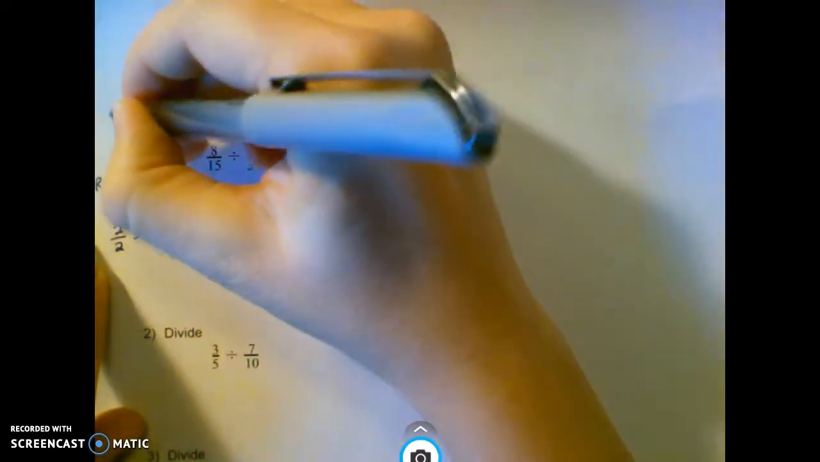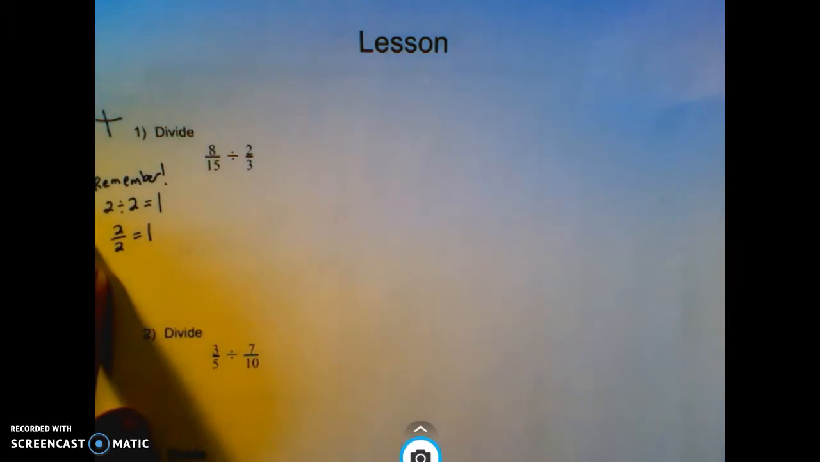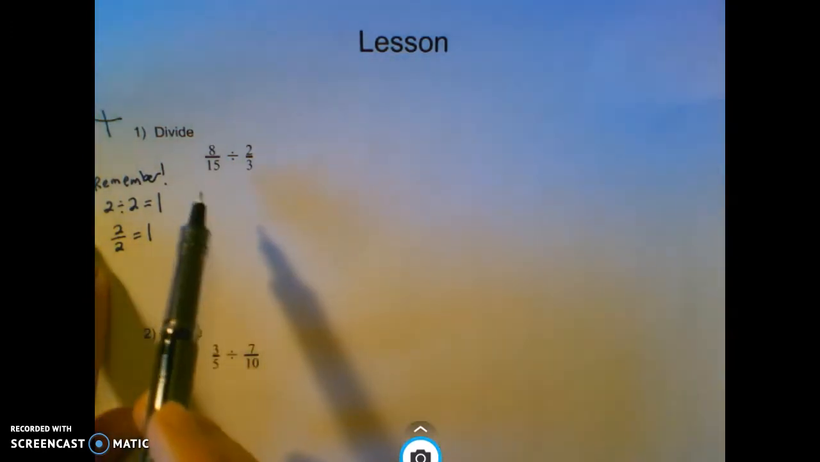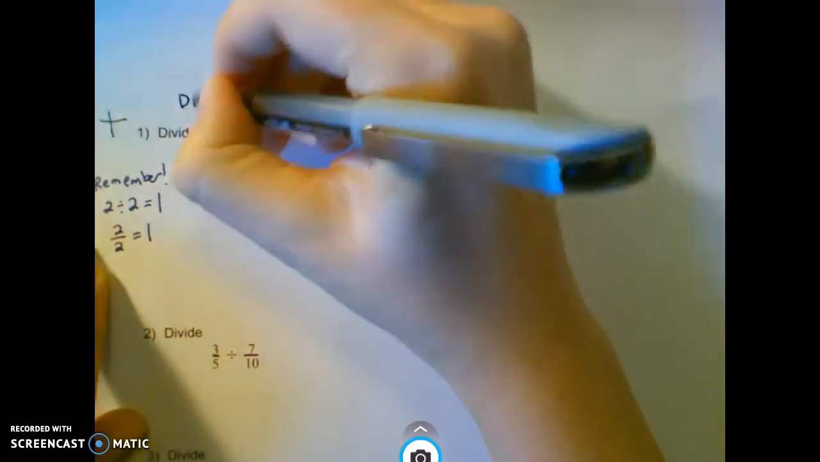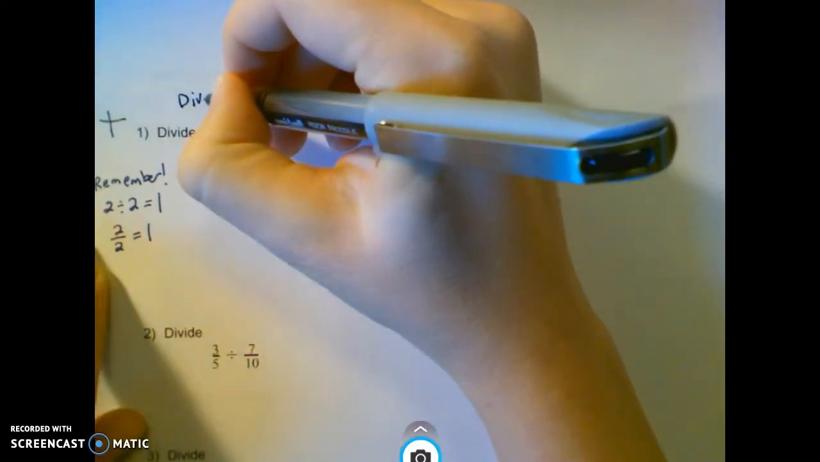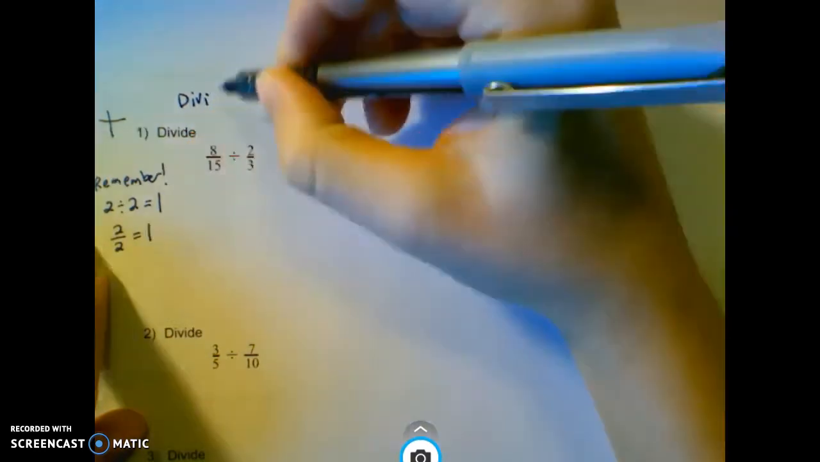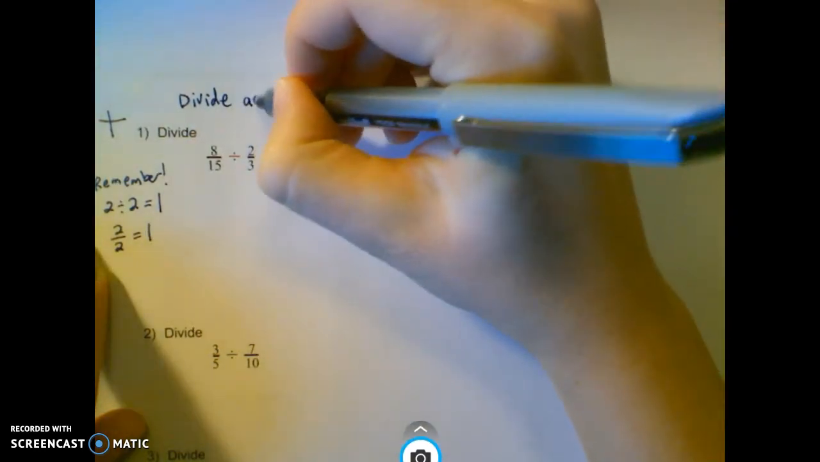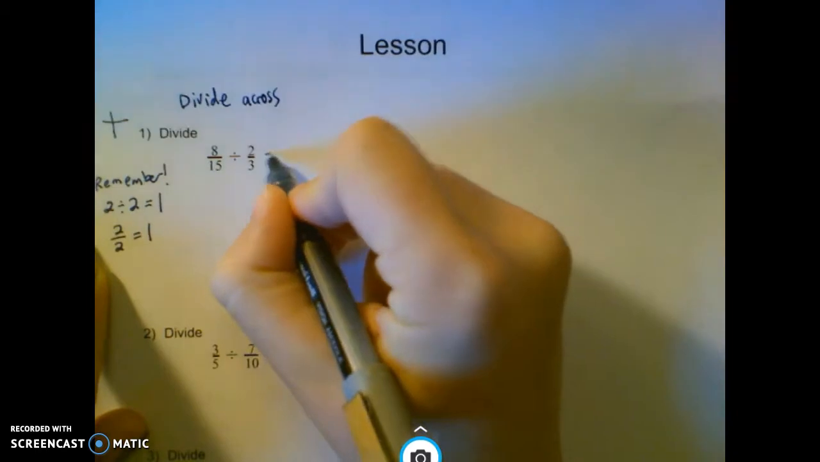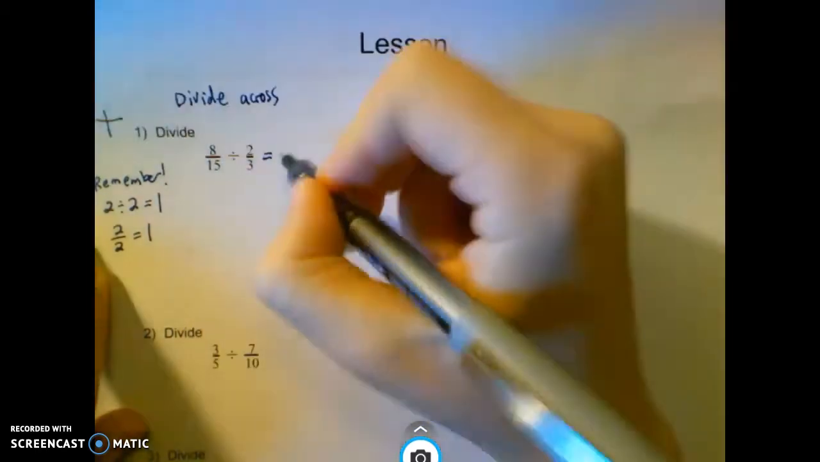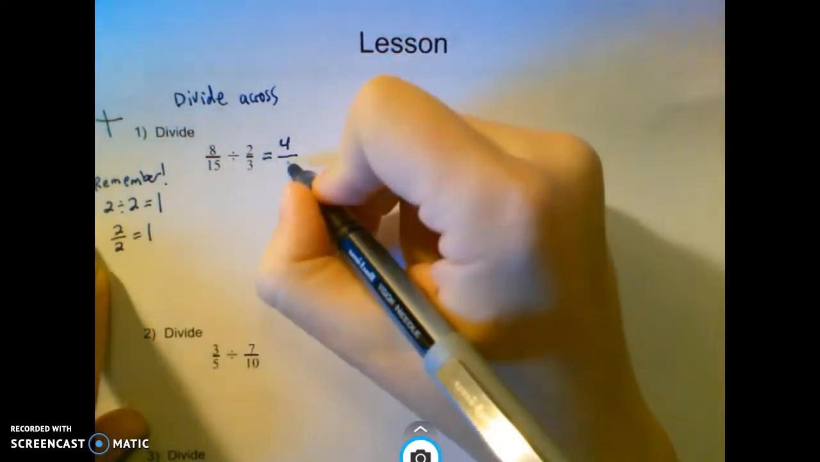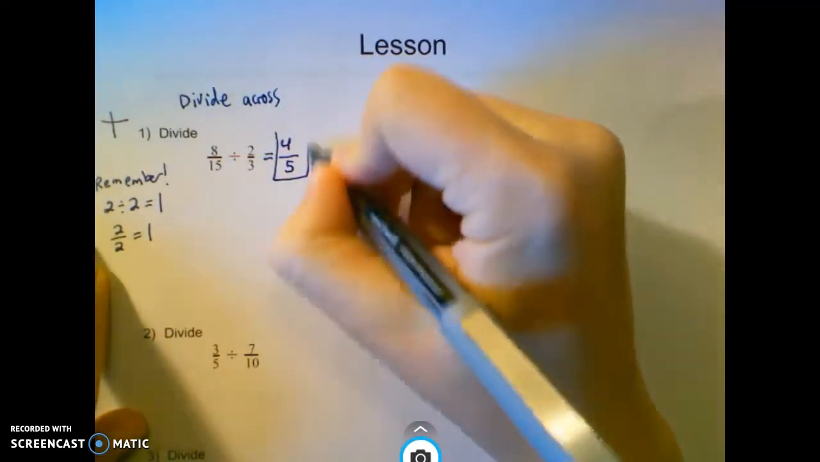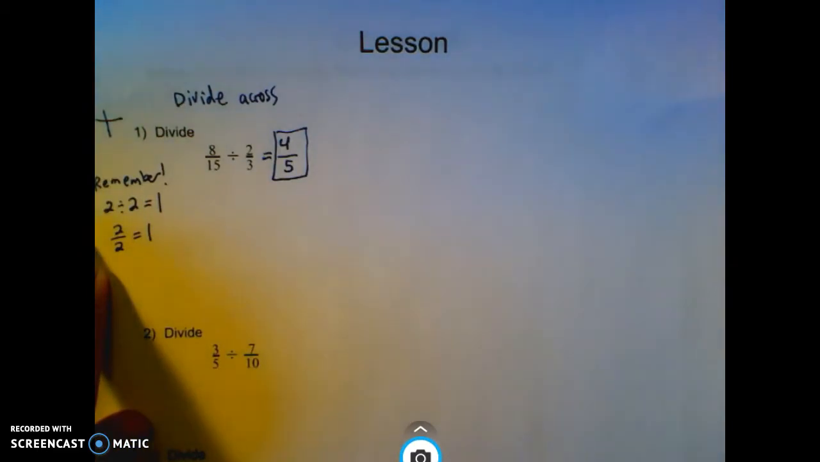So with division, we are using the axes, so we don't have to have common denominators. And what we really want to do for division is we really want to just divide across, just like we multiplied across previously. Divide across. So here, 8 divided by 2 is 4. 15 divided by 3 is 5. There's my answer. Done. It really is that simple.